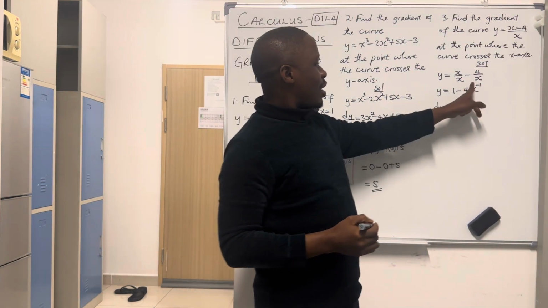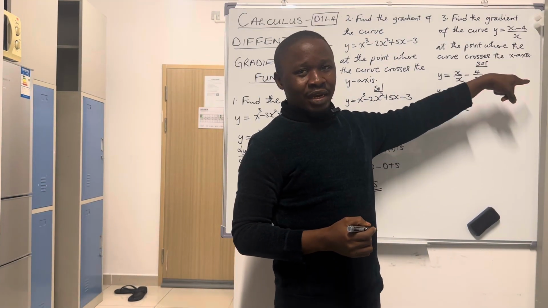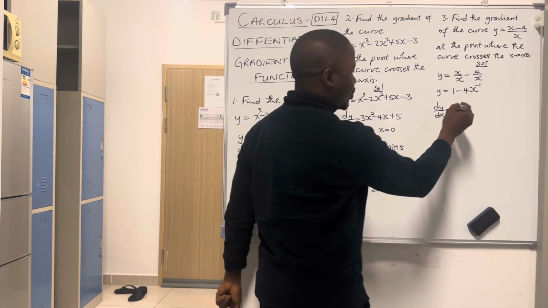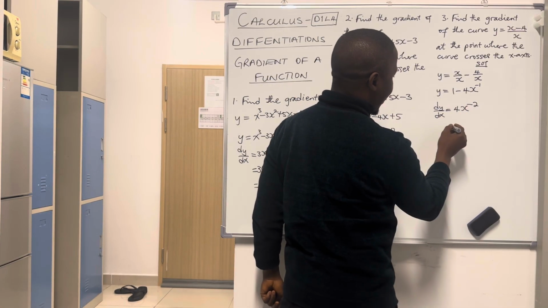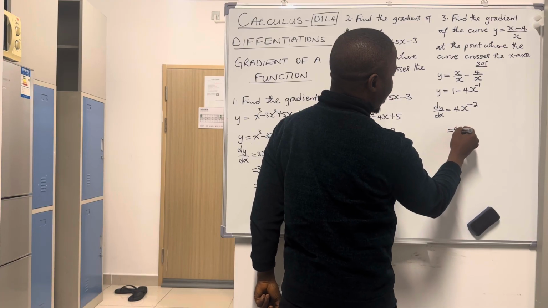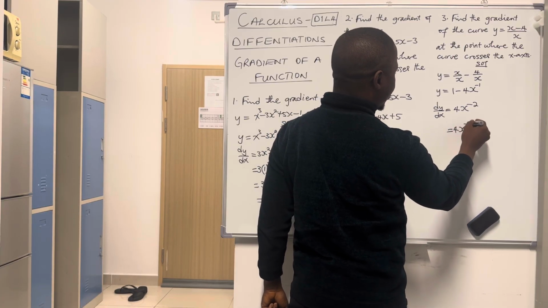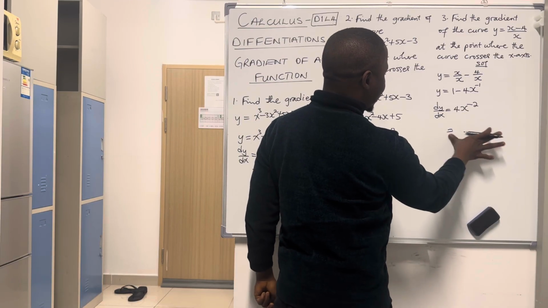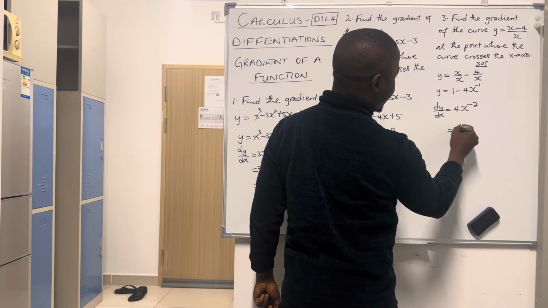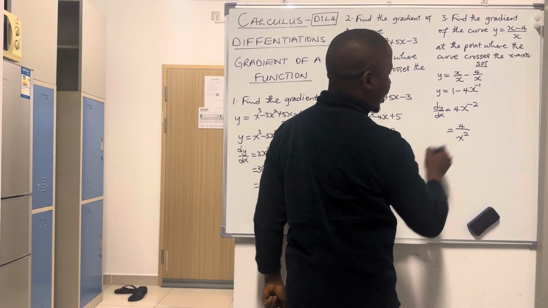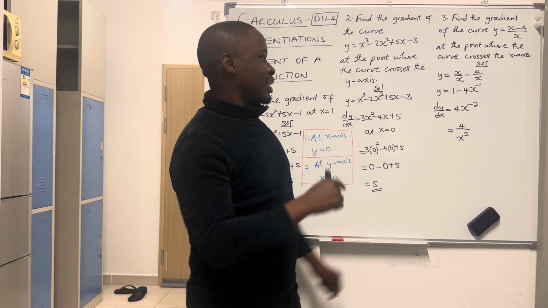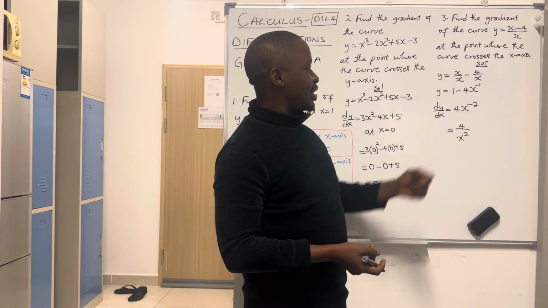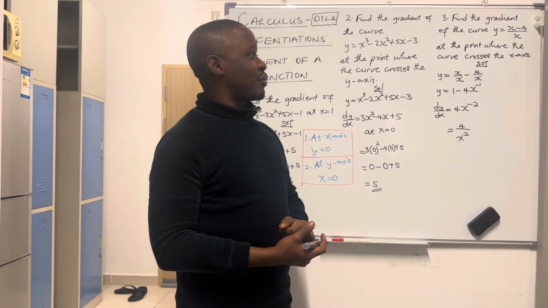Finally, the power we have is minus 1. So it's like minus 1 minus 1, which is minus 2. So 4x to the minus 2. This can also be written as 4 over x squared. We bring down the x, then the sign of the power changes. This is our first derivative. This is our gradient function.